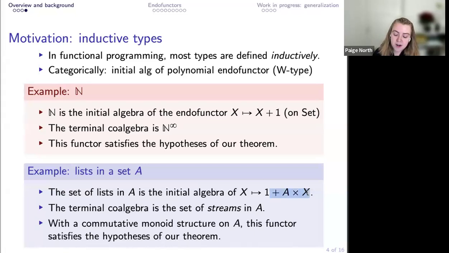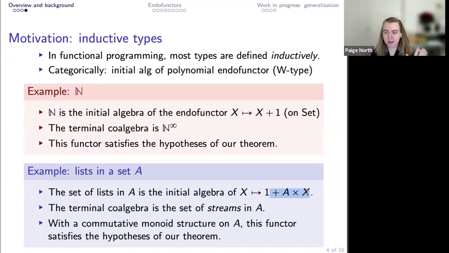Okay, so we look at this endofunctor, we look at the category of algebras, then we look at the initial algebra, the initial object in that category, and that is the set of lists with entries from A. And then if we do the dual thing, we take this endofunctor, we look at the category of coalgebras and then the terminal coalgebra. That's the set of streams.